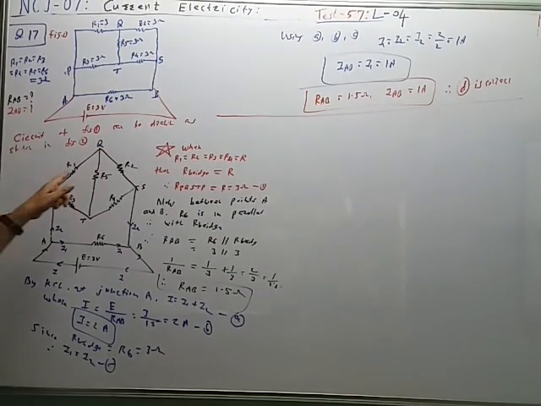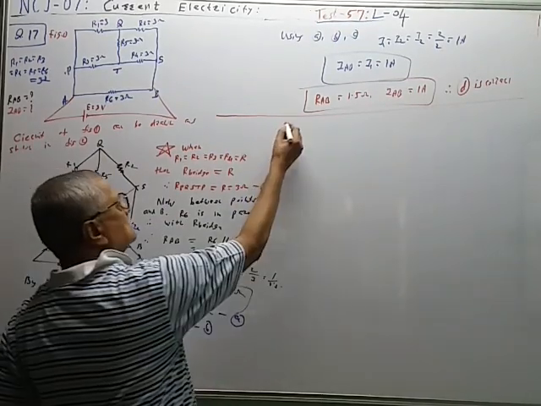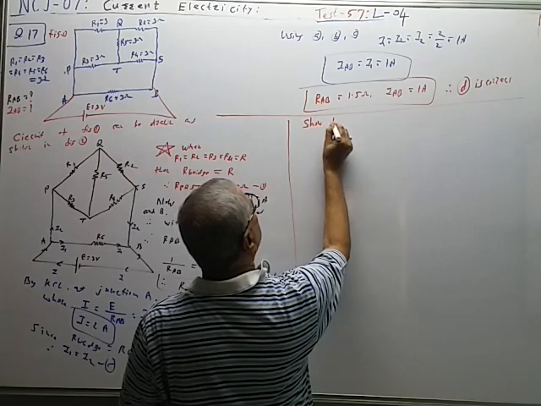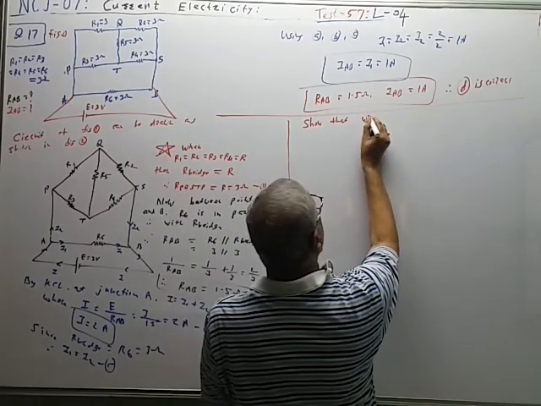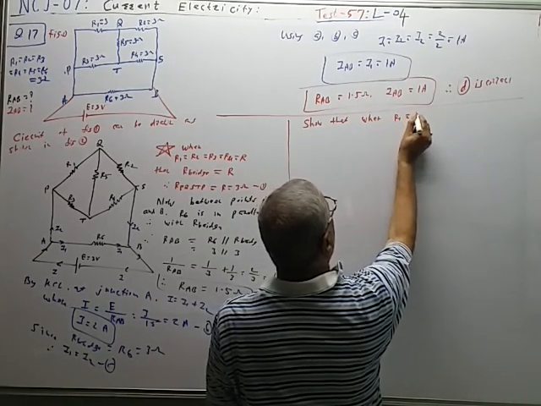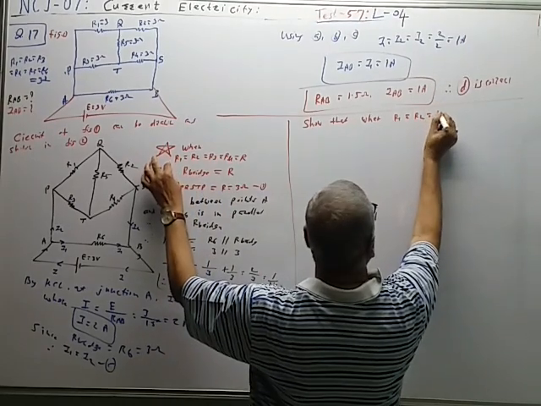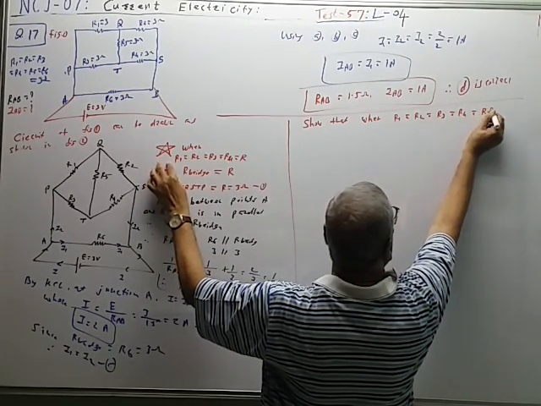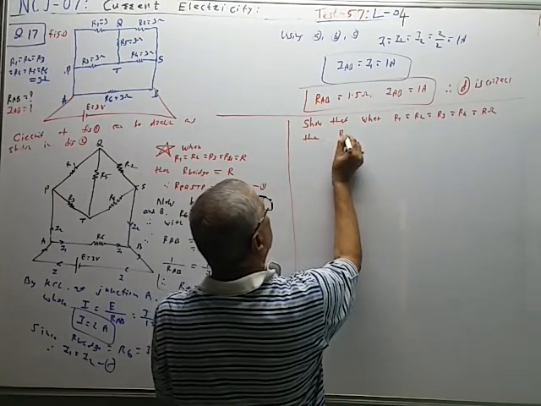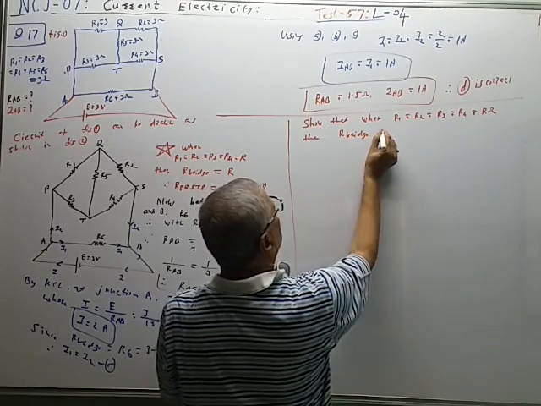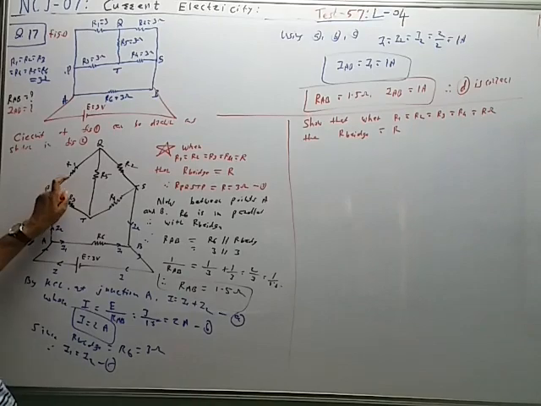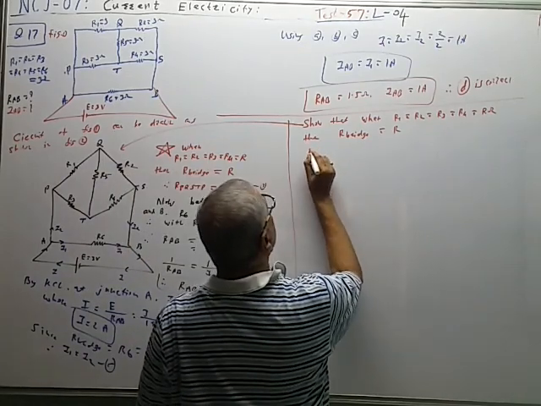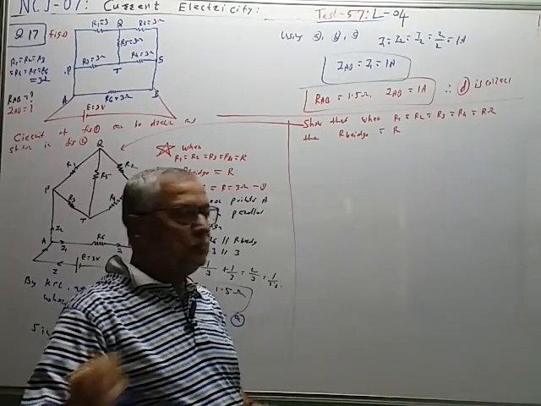Now we will use the same circuit. Show that when R1 is equal to R2 is equal to R3 is equal to R4 is equal to R ohm, then R bridge is equal to R. ही फिगर आपण रेफर करतो. So the proof can be given like this.